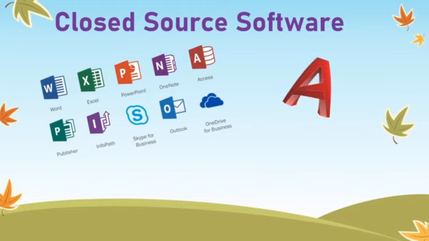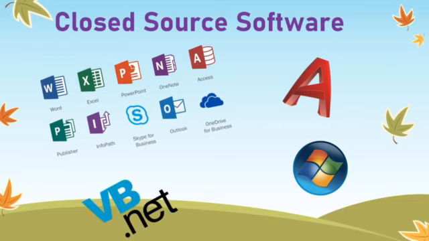Another one is AutoCAD. Then the Windows operating system is also a licensed one. You have to purchase the license copy of the same. And the next one is VB.NET. These are a few examples of closed source softwares.